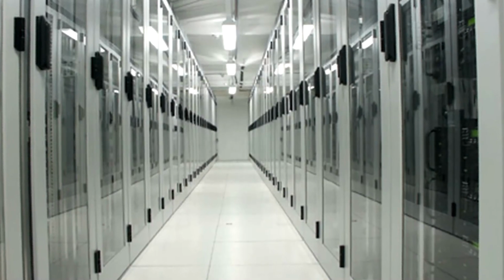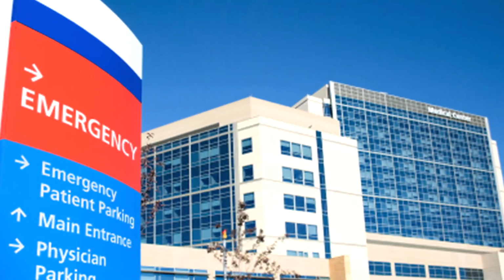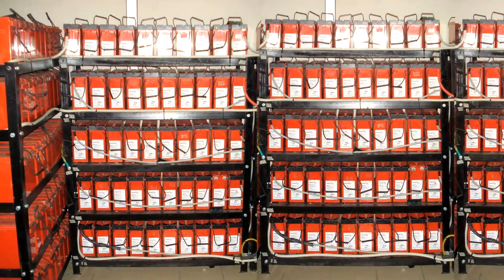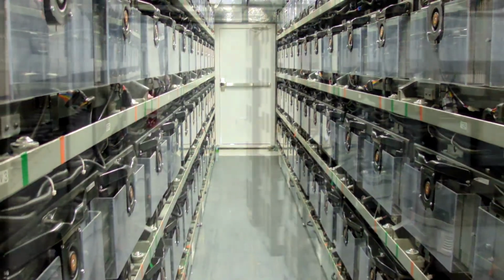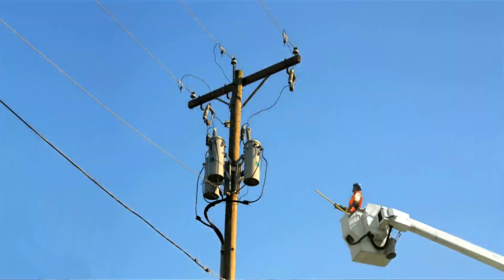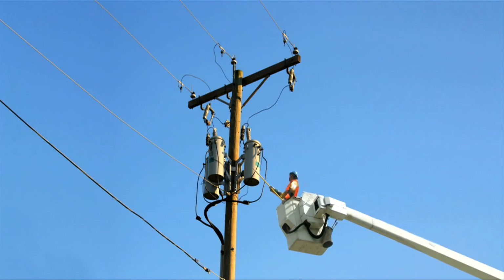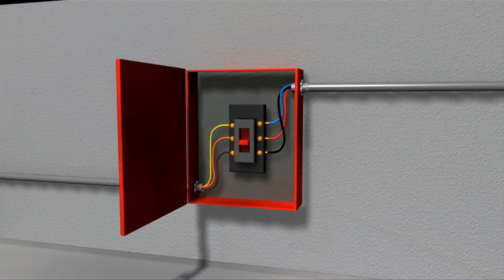In facilities such as data centers and hospitals where uninterrupted power is very important, a battery bank is in place to provide power until the generator is able to supply the correct voltage. Once the power from the utility is restored, the automatic transfer switch will automatically switch back to normal power.